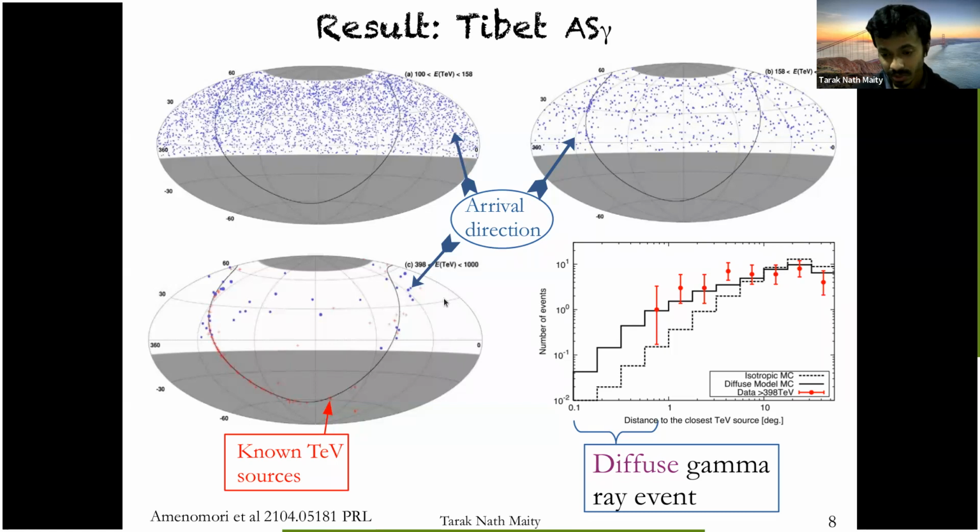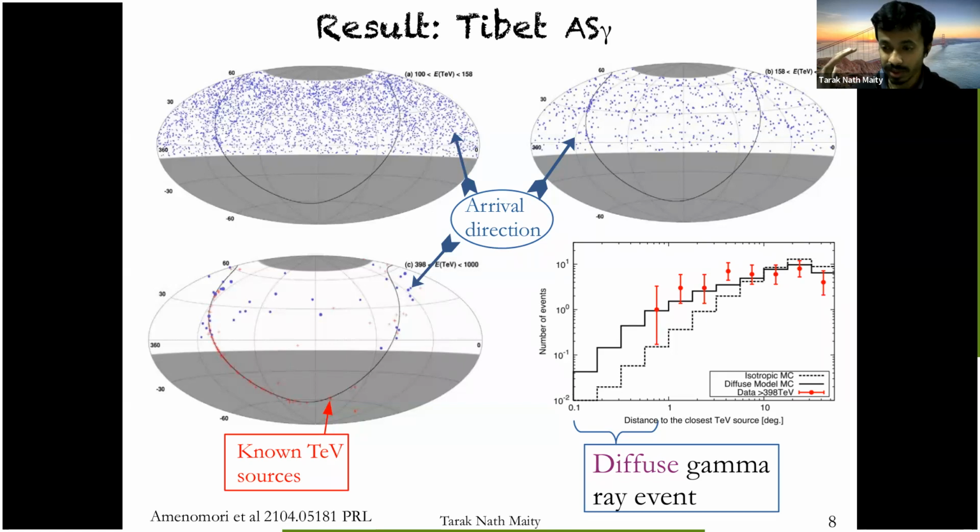So just to be more clear about it, what has been plotted here in the x-axis is the distance to the closest TeV sources and the number of events in the y-axis. As you could see, the distance to the closest TeV sources is almost 1 degree in the sky. This is kind of an angular distance. You can convert it into linear distance also.